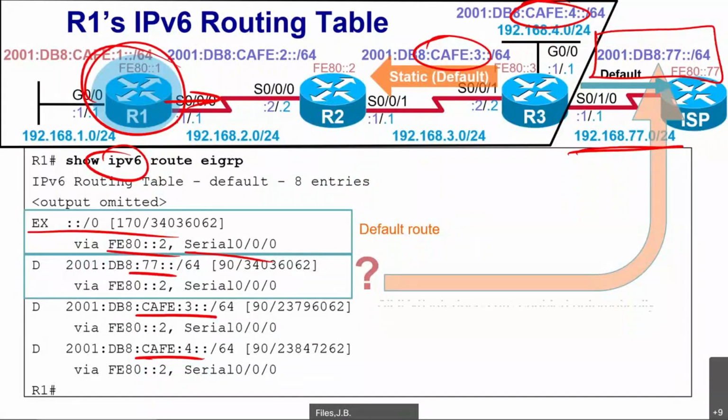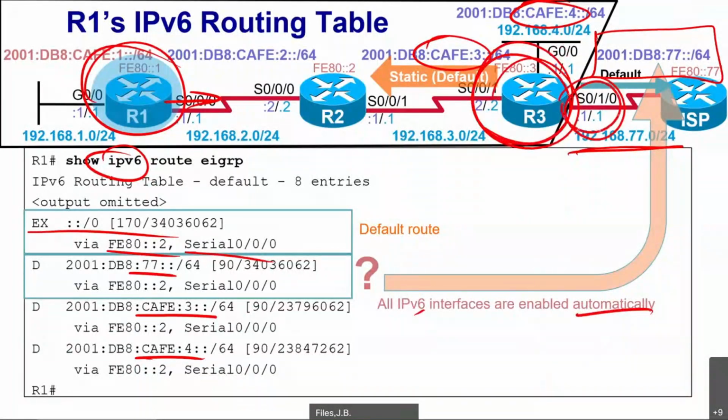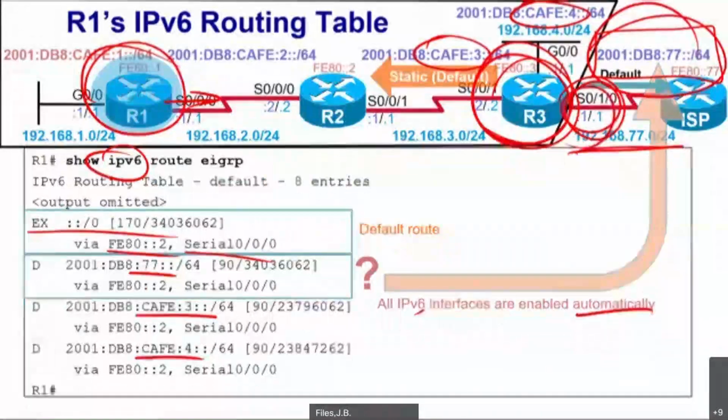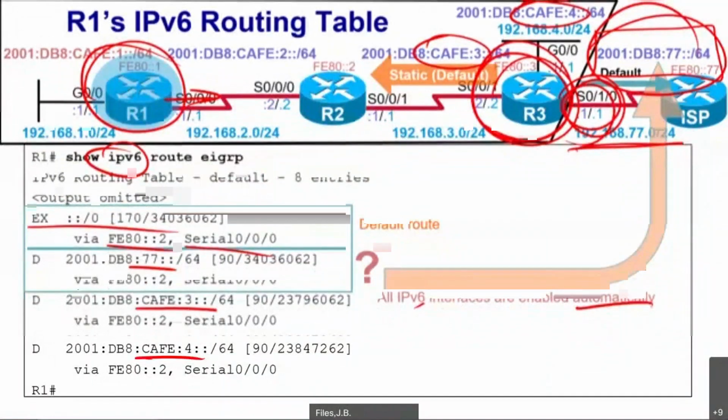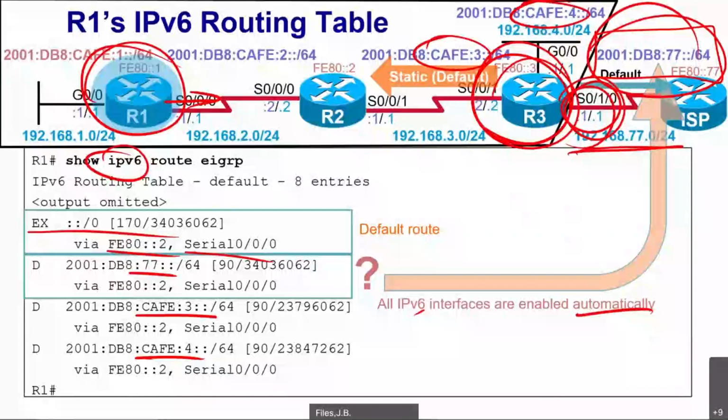Well, remember, all IPv6 interfaces are enabled automatically. So as soon as we turned IPv6 on over here, this interface started participating and started advertising that out. Most of the time, that's fine. But in this case, we don't want to advertise that. That's why we have the default route. Okay. So how do we remove this IPv6 prefix from being advertised?